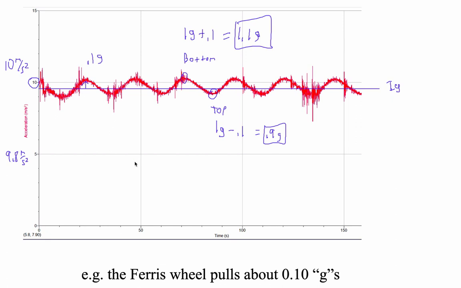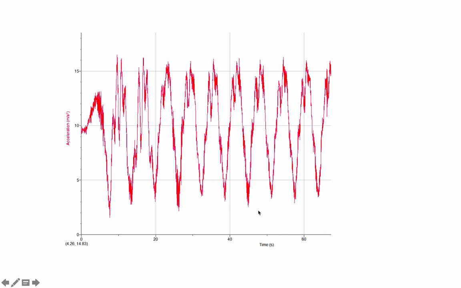Let's look at a somewhat more violent ride. This is the Rocco plane. The Rocco plane. A ride I've never ridden in all my years. Someday I should ride this, okay? Now, let's look at this. This is 1G right there, okay? And then look at this.